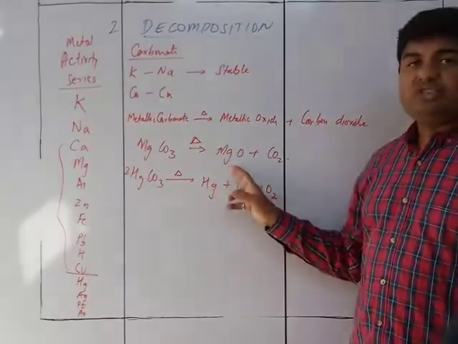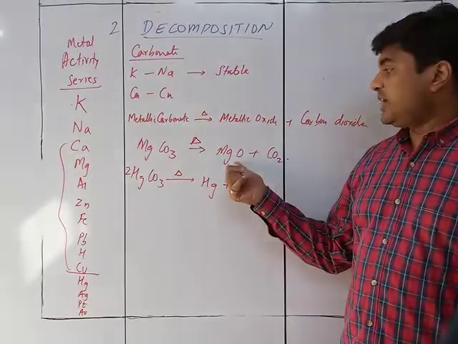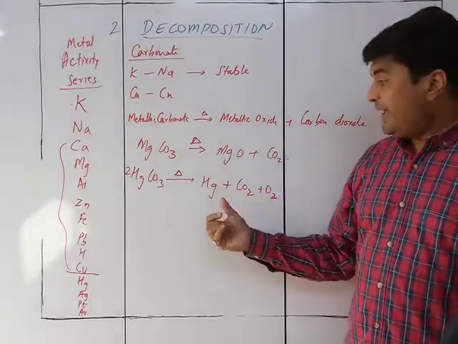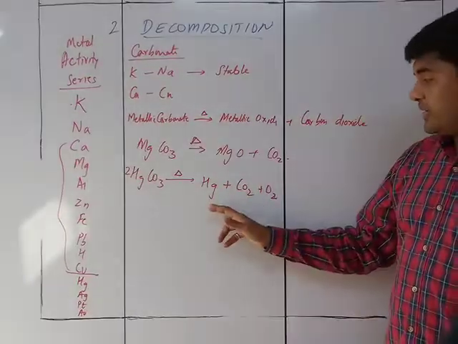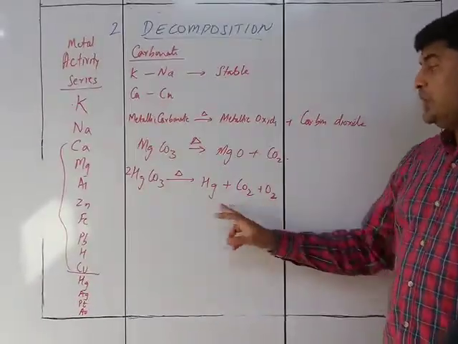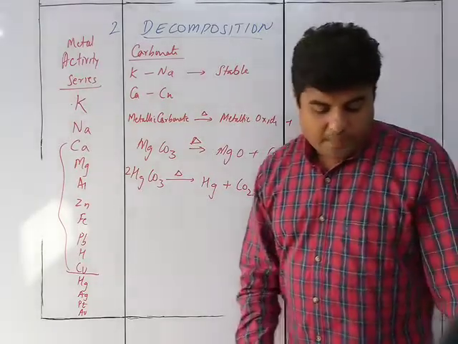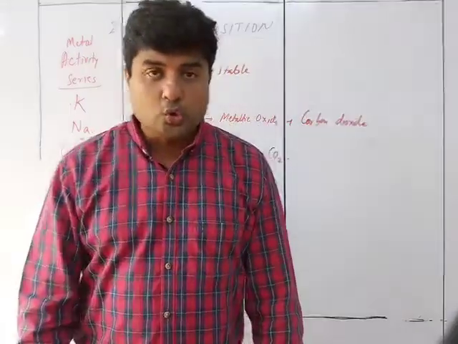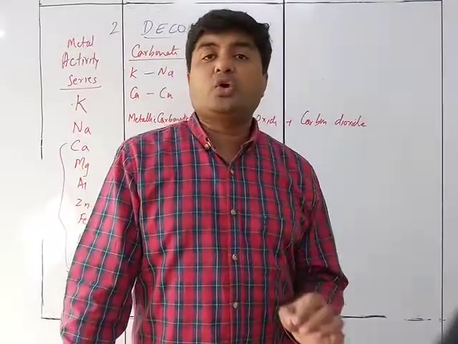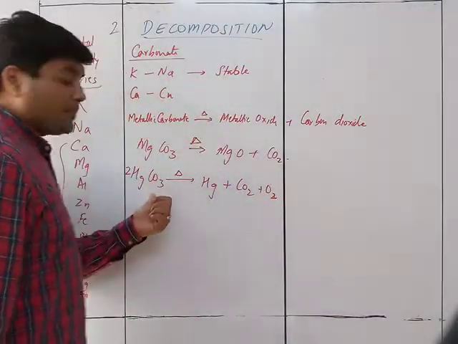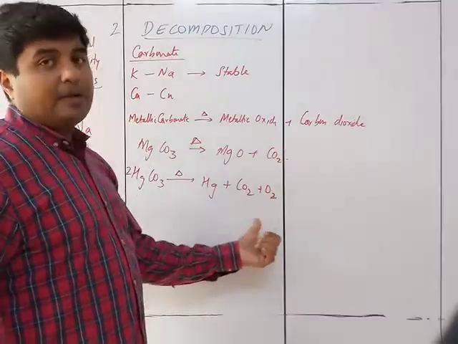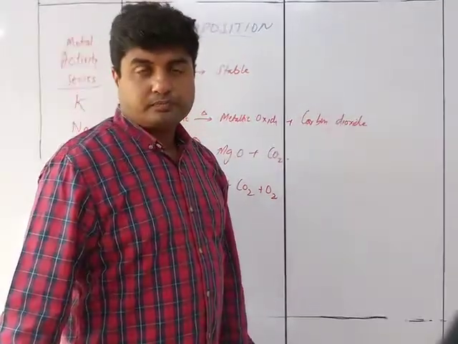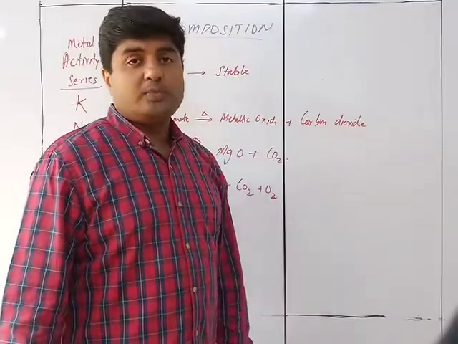Here you are getting MgO which is stable. Because it was stable, it did not decompose further. But HgO is unstable. So the moment you are going to get HgO here, it becomes Hg plus O2. Hence you are going to get Hg plus CO2 plus O2 as the reaction when mercuric carbonate is heated to give you mercury plus carbon dioxide plus oxygen. Clear? That was about the carbonates.